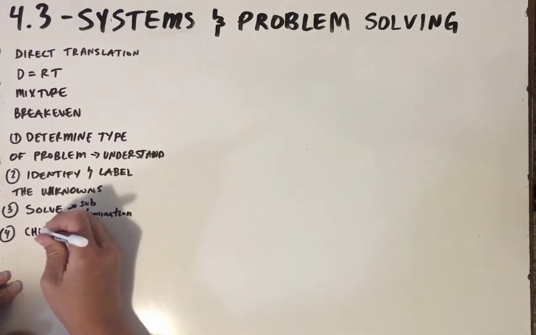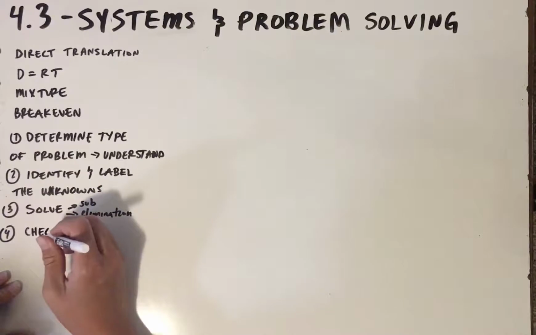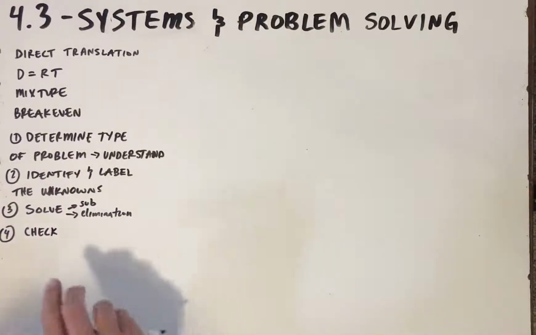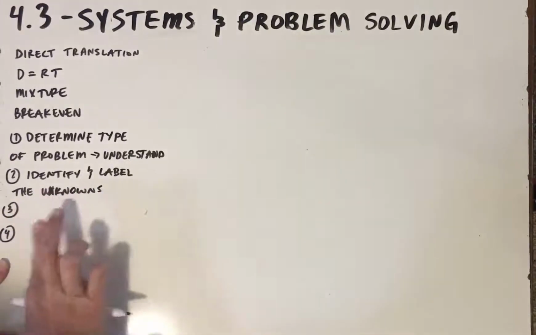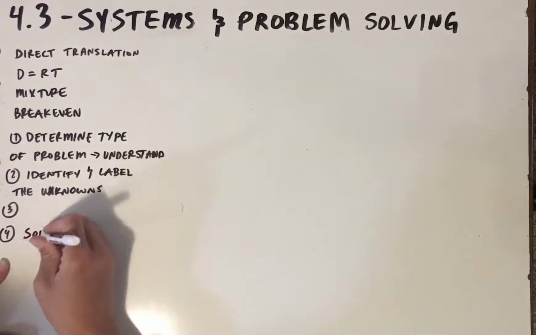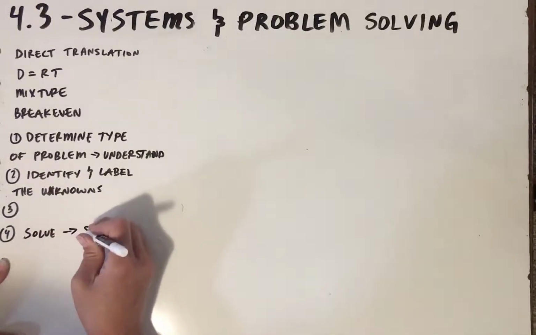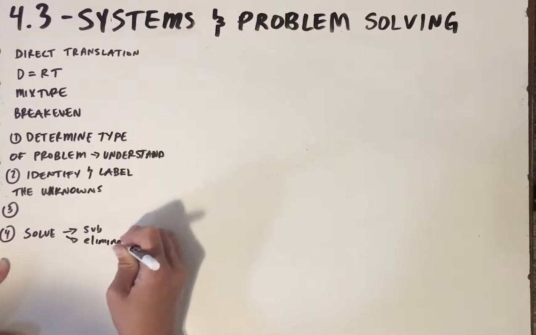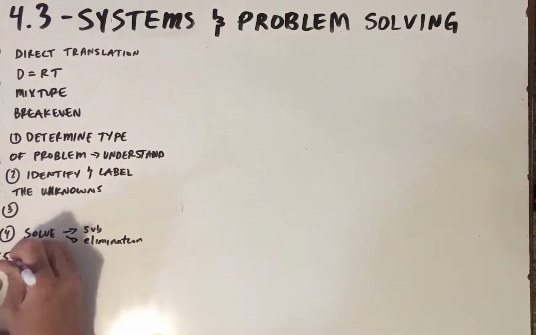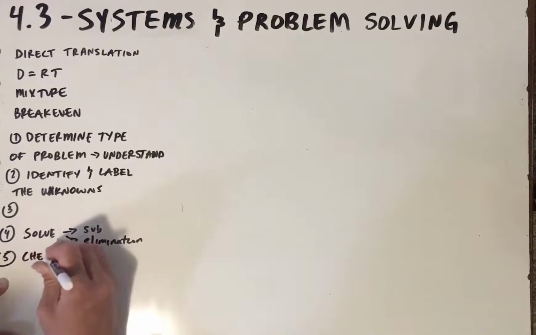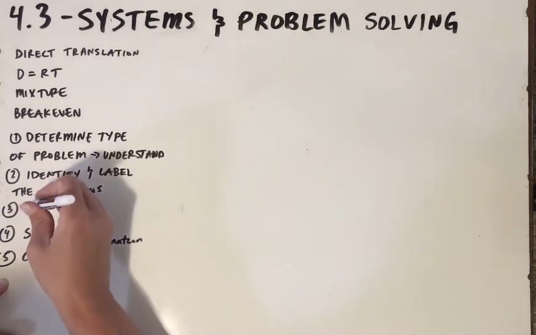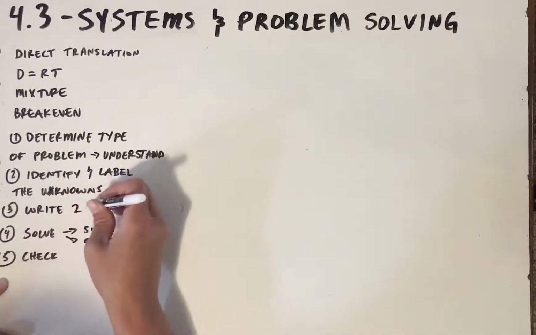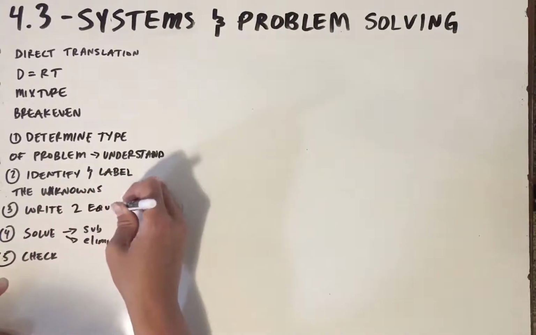Okay, so this is kind of the steps, except for this would be to solve using substitution or elimination. Oh my goodness. And this would be check. I don't know how I skipped step 3, but this is where you're going to write your two equations. I said it, but I didn't write it in here. So we'll write our two equations. So we'll figure out what those are.